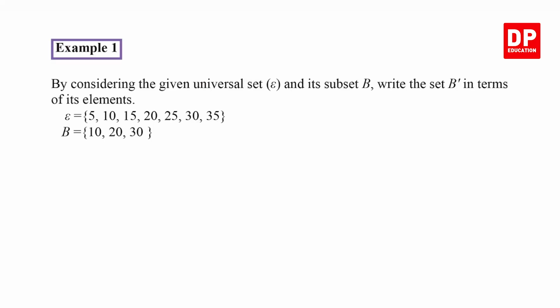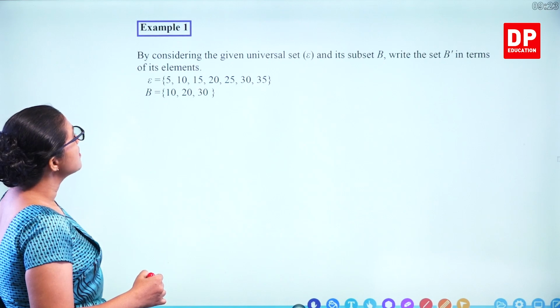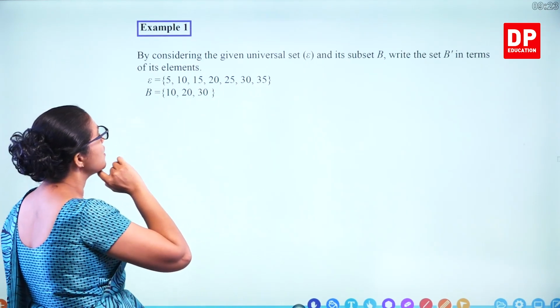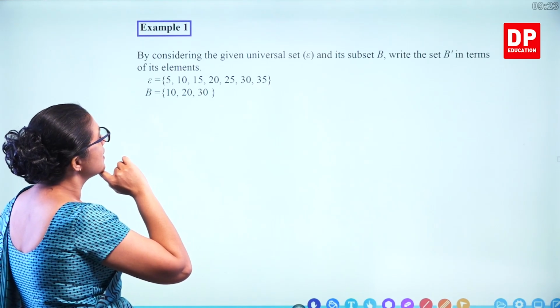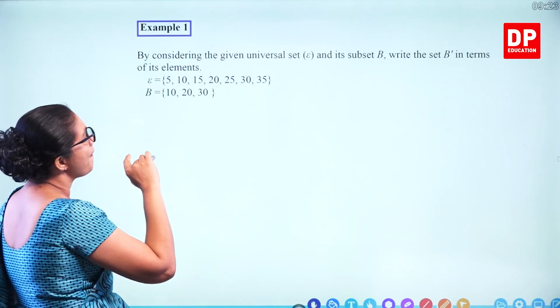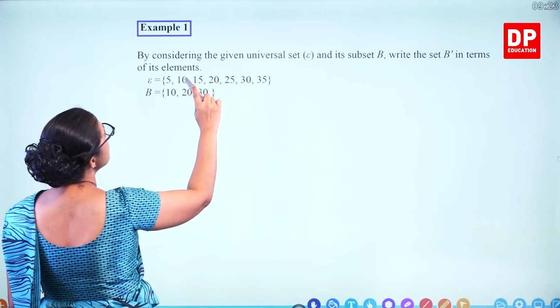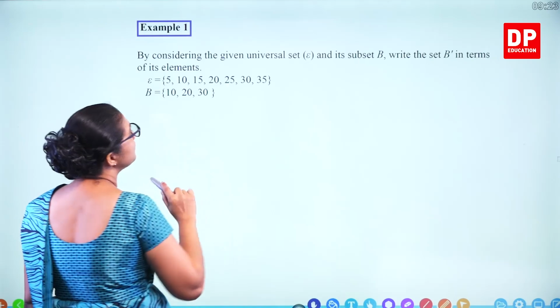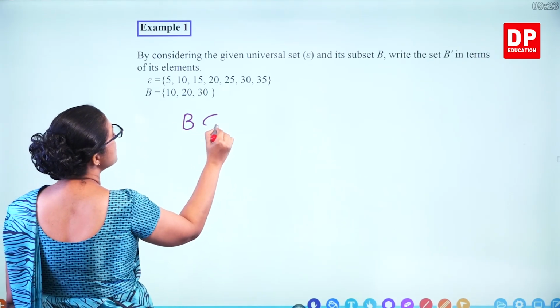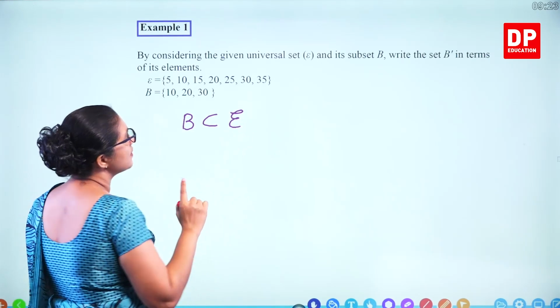Example number 1. By considering the given universal set and its subset B, write the set B in terms of its elements. So we can write, considering this one, 5, 10, 15, 20, 25. B is this: 10, 20, 30. Write whether it's a subset. So 10 is there, 20 is there, 30 is there. So B is a subset of the universal set.